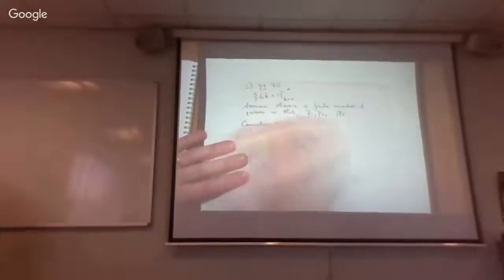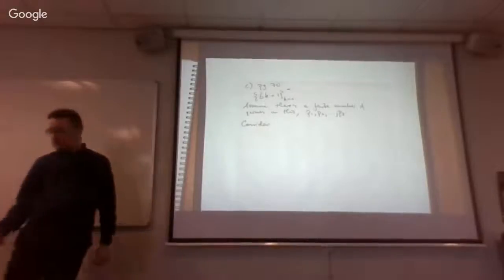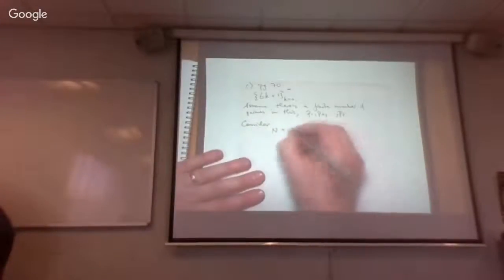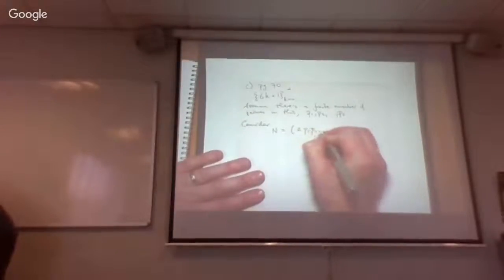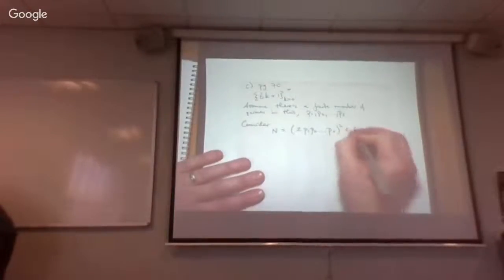So we make this false assumption. Well, it'll turn out to be false. It's going to lead to a contradiction. We consider this number n. Okay, this time we throw a 2 in there, so that's going to have some significance. We square them all and we add 3 this time.